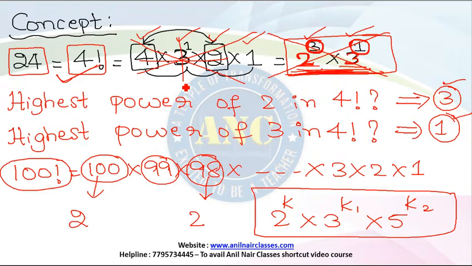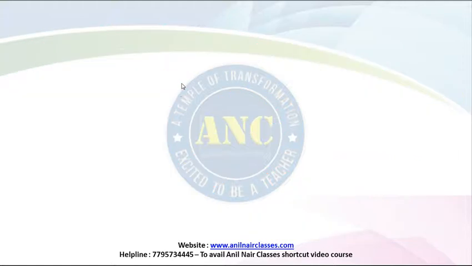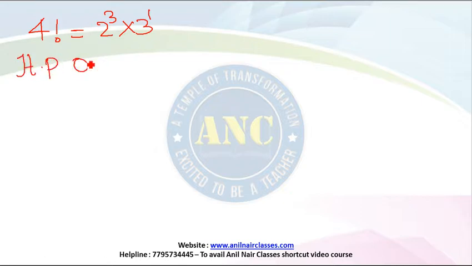So what is the best method for 100 factorial? Before going to 100 factorial, let us first understand that best method in a smaller number itself in a different methodology, and then we will carry it forward for some other bigger numbers in our coming problems. 4 factorial, we wrote it as 2 cube into 3 power 1. Suppose my question is: the highest power of 2 in 4 factorial is how much?